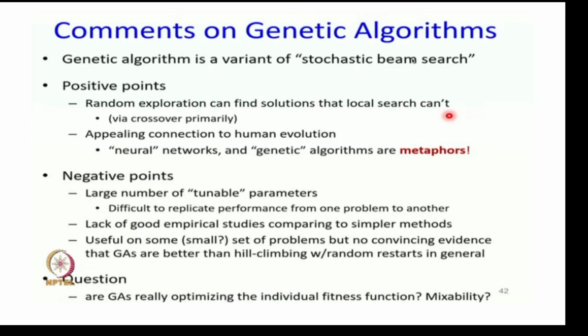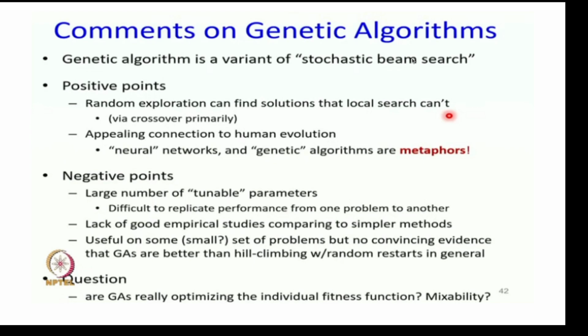Appealing connection to human evolution. It is quite similar to how humans interact. So it is an appealing connection with human evolution, how humans have evolved. Neural networks and genetic algorithms are the metaphors. You will read about neural networks, and how neural networks and genetic algorithms have been compared. They are a kind of analogy, metaphors of each other, so they have a particularly strong foundational background.